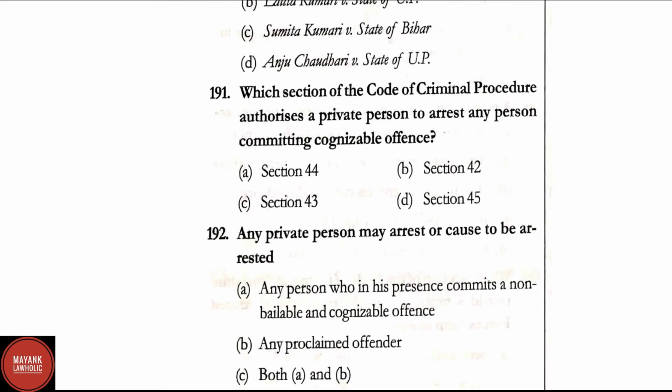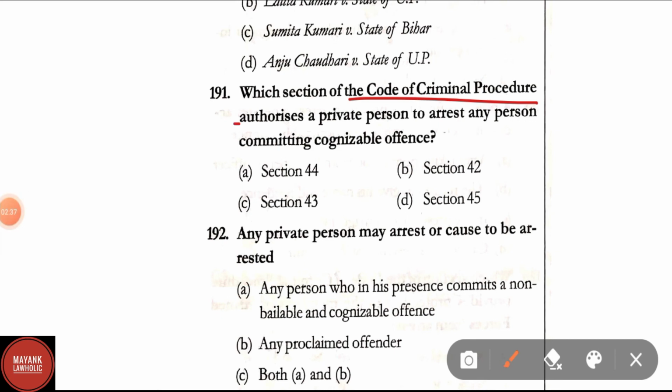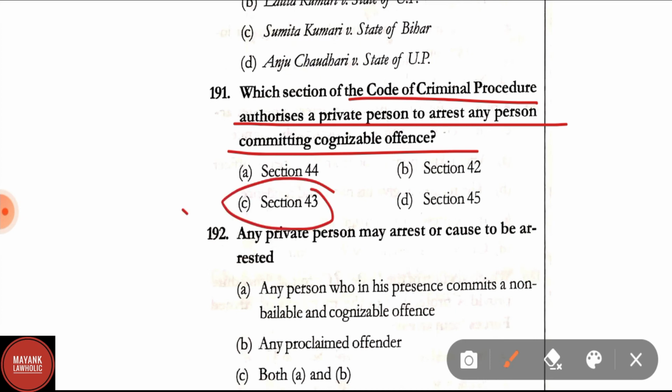Question number 191. Which section of the Code of Criminal Procedure authorizes the private person to arrest any person committing cognizable offence? Option A, Section 44, option B, Section 42, option C, Section 43, and option D, Section 45. Here correct answer is option C, that is Section 43.